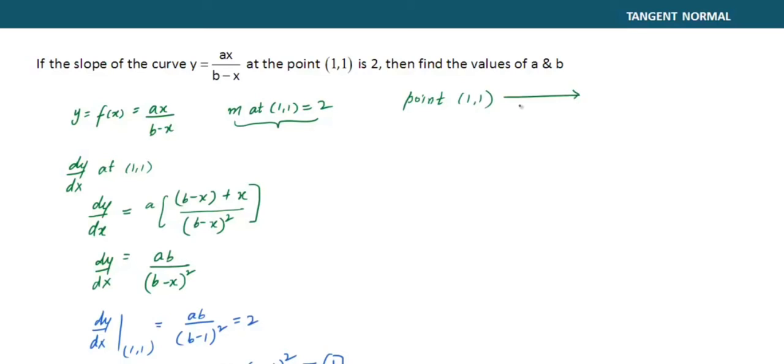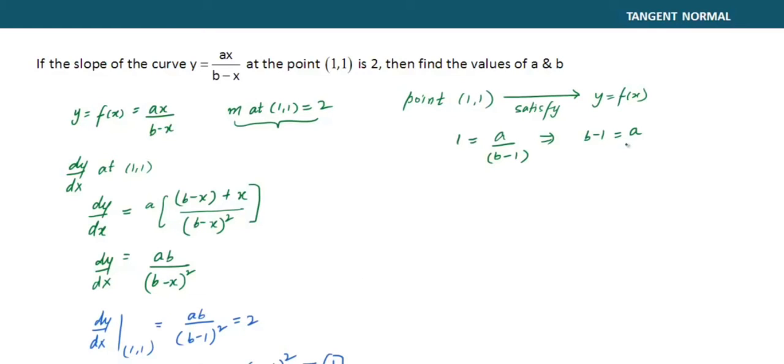It should satisfy the equation of the curve also, right? It should satisfy y equal to f(x) because the tangent is being drawn at this point, obviously. So this becomes 1 equal to a upon b minus 1. I can say that b minus 1 is nothing but equal to a. So now you can simply solve this particular problem from here.